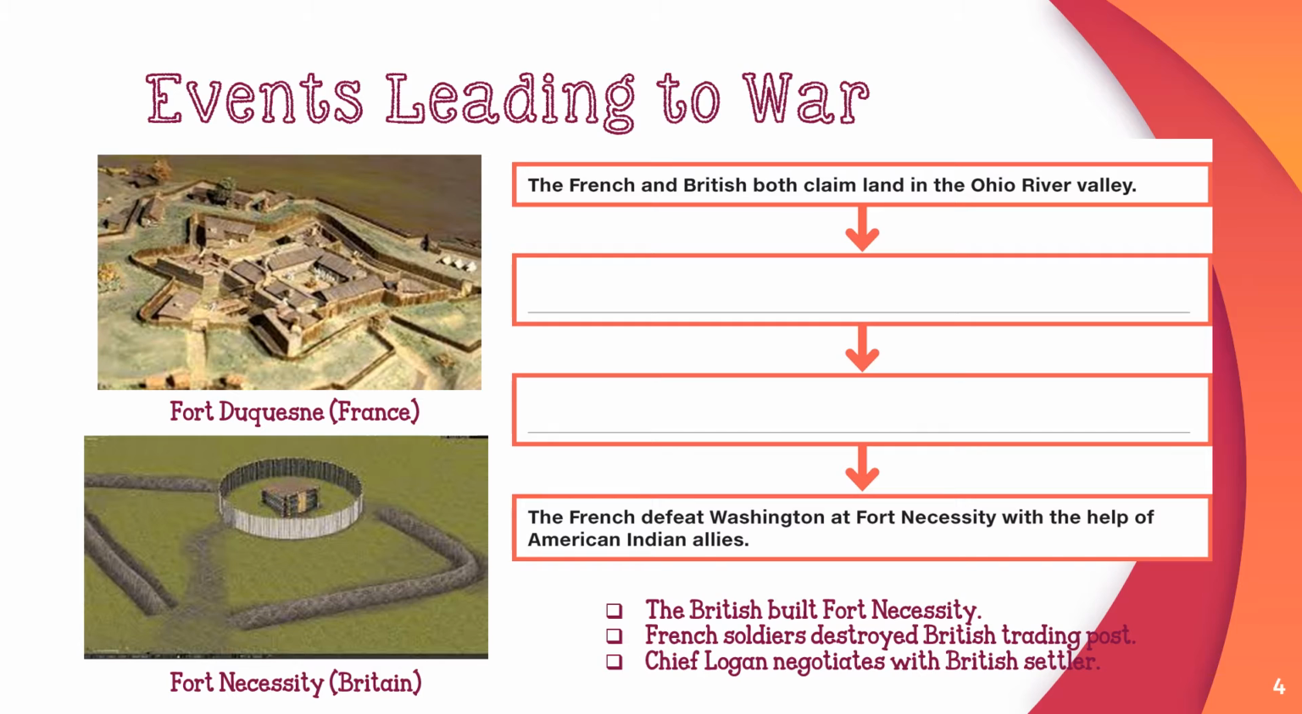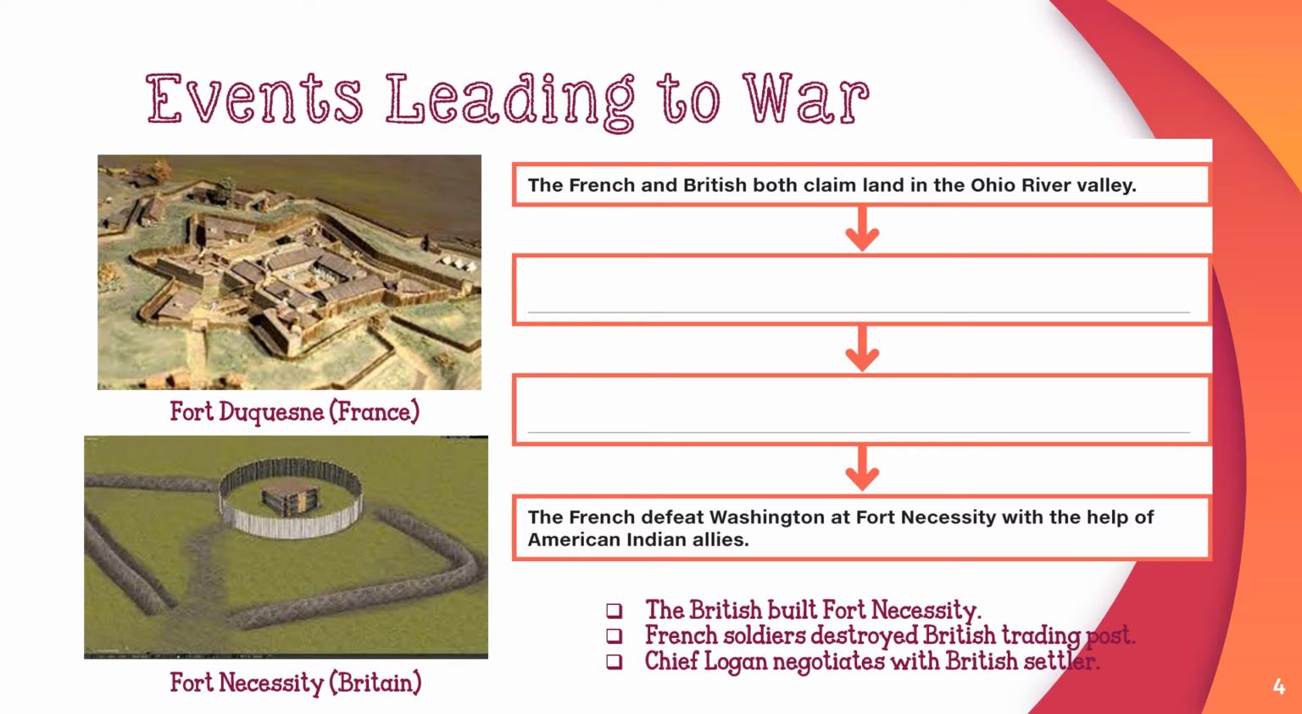On this slide, you have a visual of what each of these forts looked like. There is also a sequence chart. This sequence chart is going to be worked on in class. This is in your book and you're going to complete it by listing two other key events that led to the start of the French and Indian War. Below the sequence chart, I've included three options, but you are only going to use two of them.